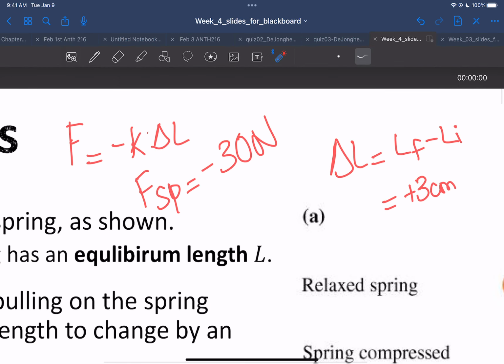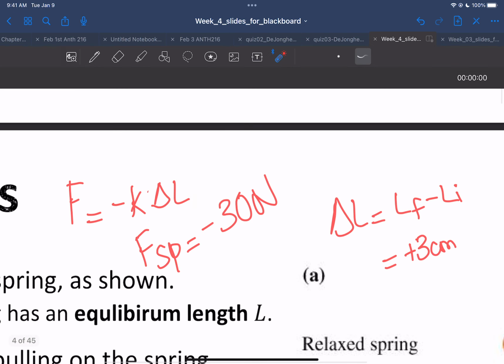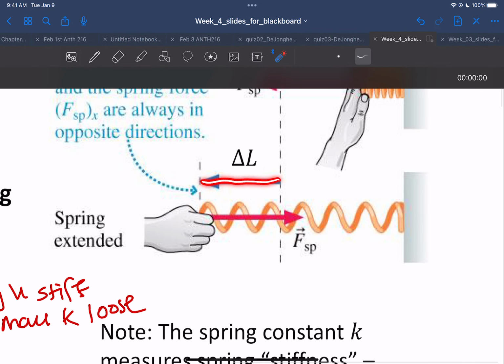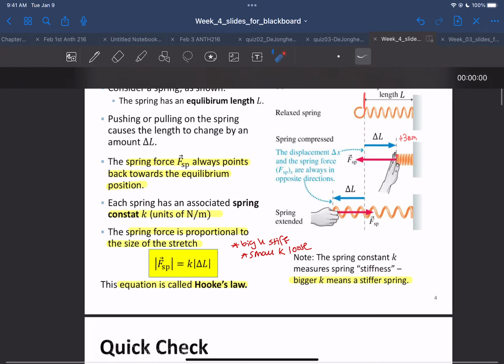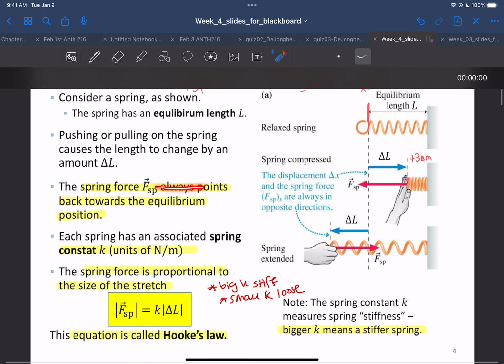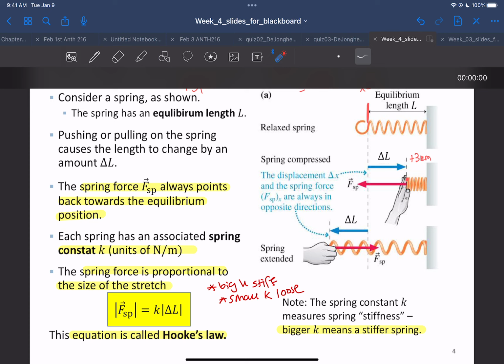If you were to plug it in here, delta L is negative 3, and with this negative, everything becomes a positive. And that makes sense once again, because if I'm pulling to the left, it's going to want to restore to the right. It restores it to its original position, right? So that's the concept of the spring force here being a restoring force. It always points back towards the equilibrium position.